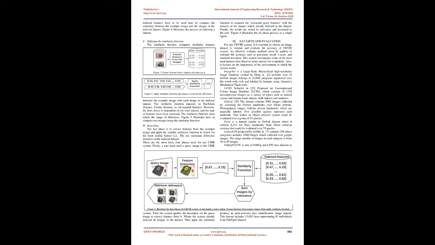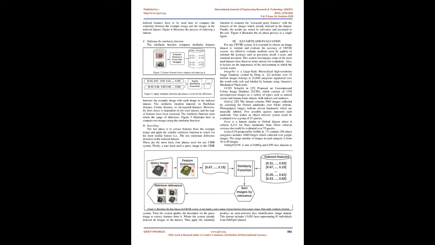Oxford [20]: the dataset contains 5,062 images collected by searching for Oxford landmarks on the Flickr website. The photographed images indicate 11 landmarks which are manually labeled. 5 possible queries represent each landmark. That means an object retrieval system can be evaluated over a group of 55 queries. Paris is a dataset similar to the Oxford dataset, where it collects 6,412 images of Paris landmarks from Flickr. Retrieval systems also can be evaluated over 55 queries.